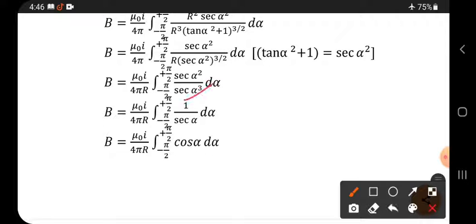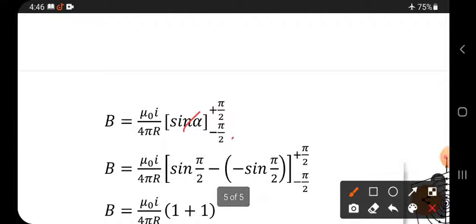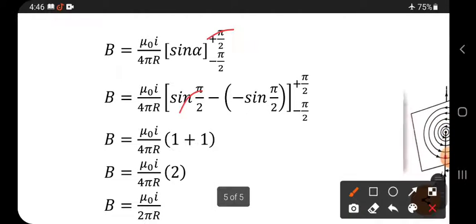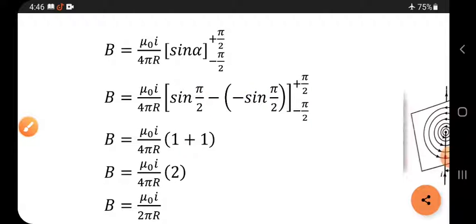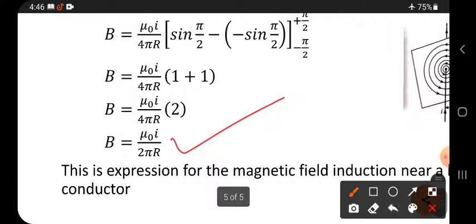Now 1 by secant alpha is cos alpha. Cos alpha integration is what? We know it is sin alpha. So from minus pi by 2 to plus pi by 2. Substitute the upper limit one time, and after subtracting, minus sin of minus pi by 2 becomes plus sin pi by 2. Its value is 1, its value is 1, 1 plus 1 becomes 2. So finally what do we get? We get this one. Its meaning is 2 pi r.